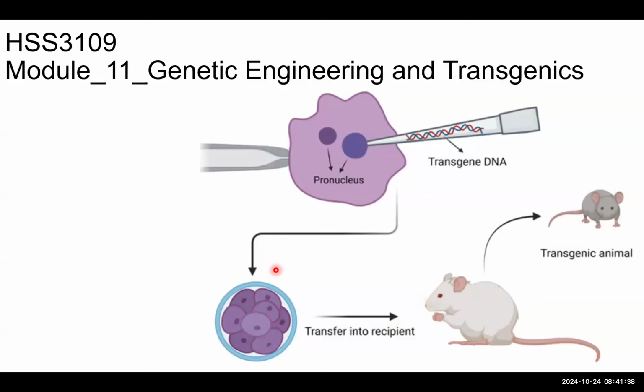Obviously, this will happen at the embryonic level. And then we will end up having transgenic animals, and we can identify those transgenic animals by different methods, including PCR. We know how to do PCR, but now the primers will be specified to tell us if this is a transgenic animal or not.